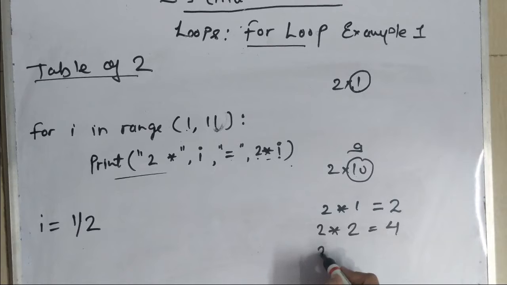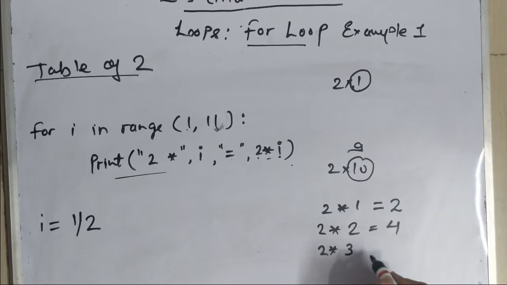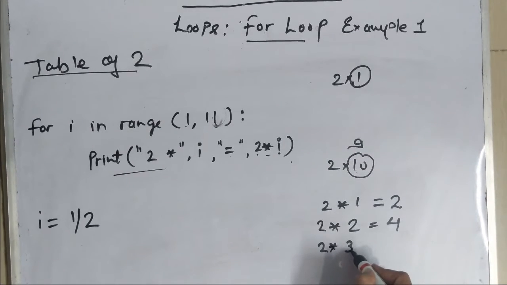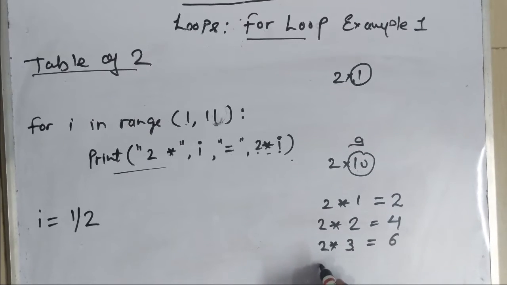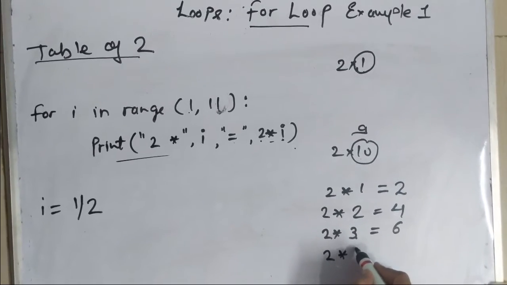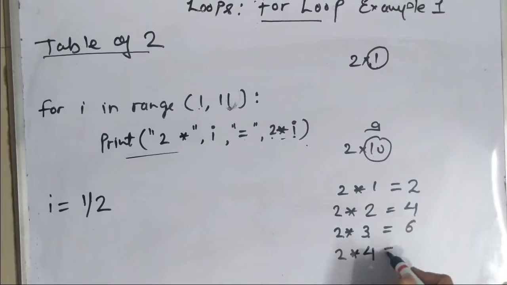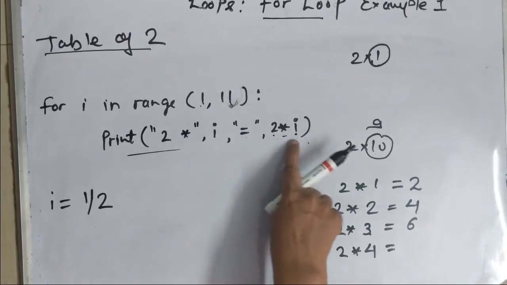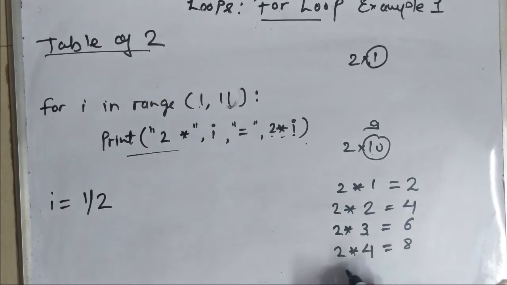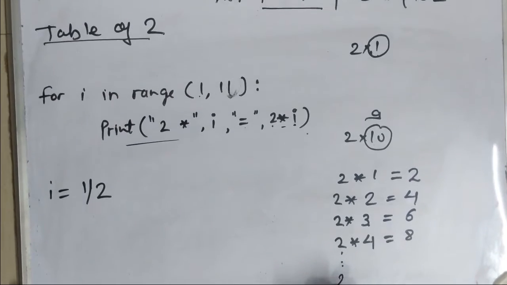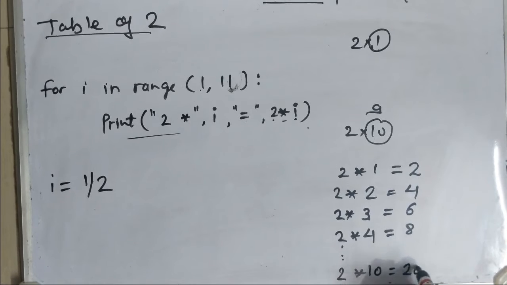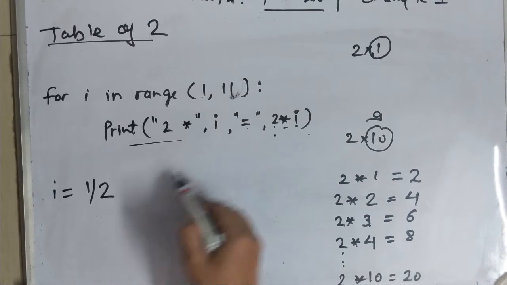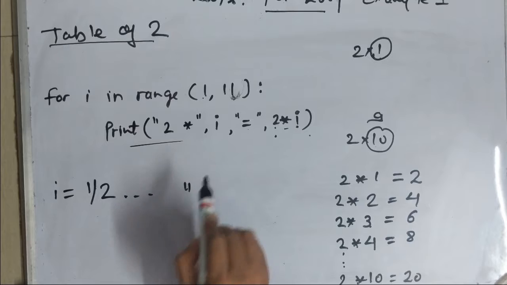Then the value of i will be 3. It will print 2 into as it is, then the value of i is 3, equal to as it is, and then 6. Again it will print 2 into, the value of i is 4, equal to as it is, then 2 into i, that is 2 into 4, 8. So it will continue like this. At the end it will print 2 into 10 equal to 20. After this the value of i will become 11, and then it will stop.